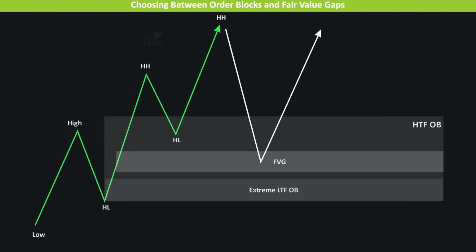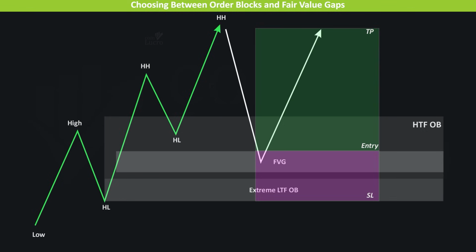In a bullish scenario, this usually means placing your limit order at the highest point of the fair value gap, while positioning your stop loss beneath the extreme order block. The trade-off is that this creates a wider stop loss, and that naturally reduces the reward to risk ratio of the setup. Placing a tighter stop loss just below the lowest point of the fair value gap is also possible.